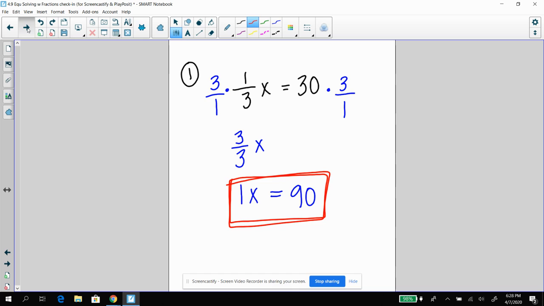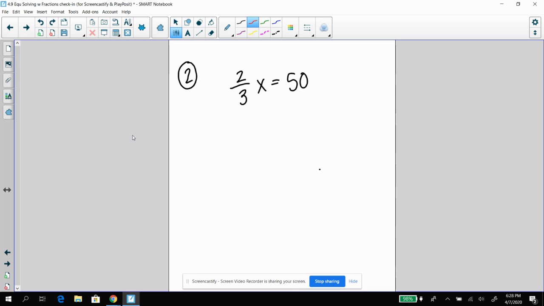Okay, moving on to problem number 2. Problem number 2 is 2/3 x equals 50. Go ahead and pause the video and answer the question. All right, we are back. So again, I see a fraction in front of my x. So 2/3, the reciprocal of that is 3 over 2. So I'm going to multiply both sides by 3 over 2. On the left-hand side, we get 3 times 2 is 6, and 2 times 3 is 6. 6 over 6 is just a 1x.